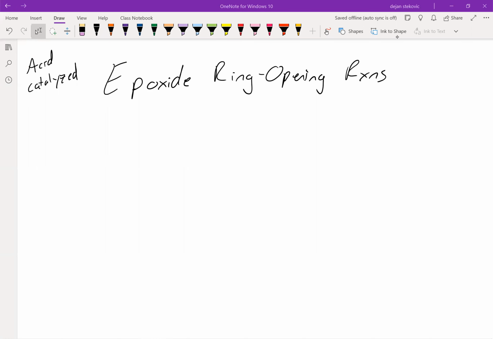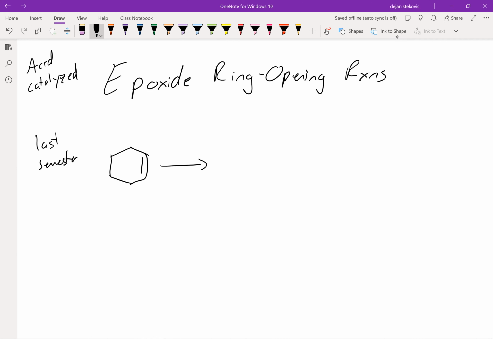All right, so last time we saw with strong nucleophiles or base catalyzed epoxide ring openings, we can also do acid catalyzed epoxide ring openings. So we saw this last semester, although we didn't quite give you the whole truth of it. So let's go ahead and take a look at it now.